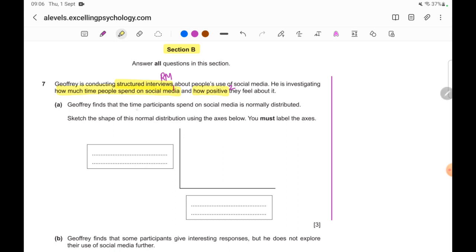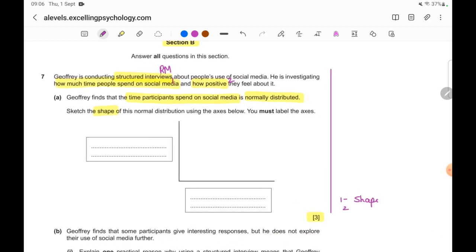Jeffrey finds that the time participants spend on social media is normally distributed. They want us to sketch the shape of this normal distribution using the axis below. You must label the axis. And it's a 3 marks question. Clearly I'm sure you must have understood the breakdown of the marks. First mark you'll get for drawing the correct shape. Second mark you will get for labeling the x-axis correctly. And third mark you will get for labeling the y-axis correctly.